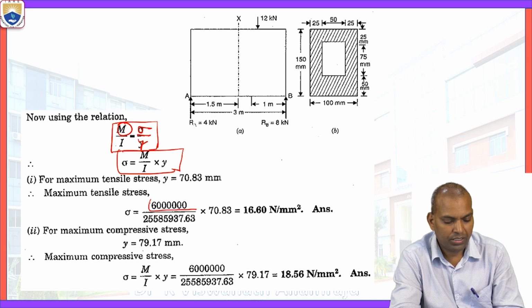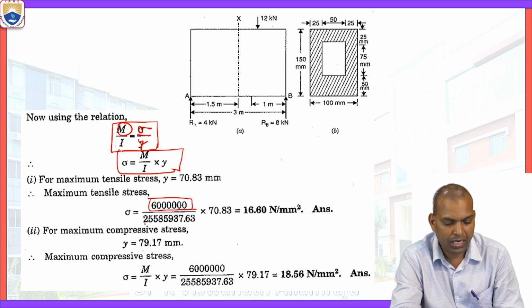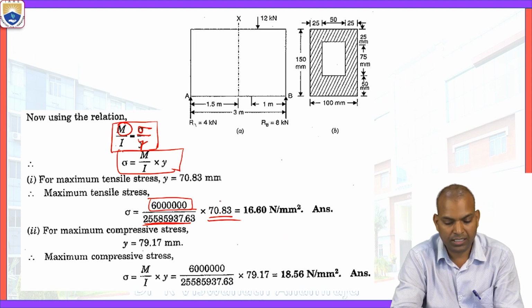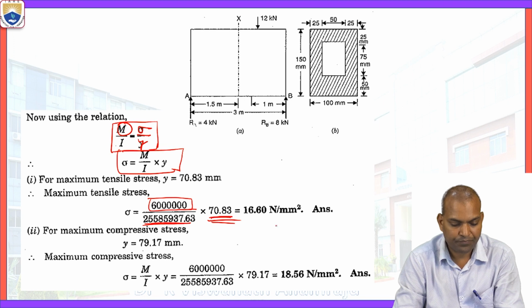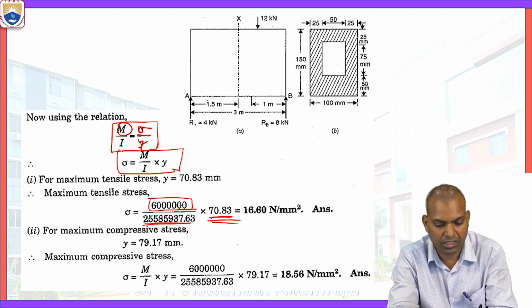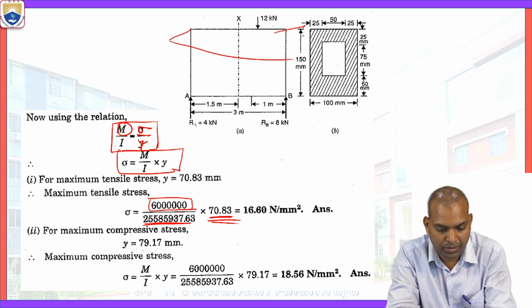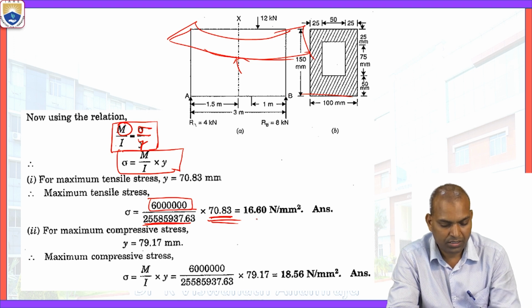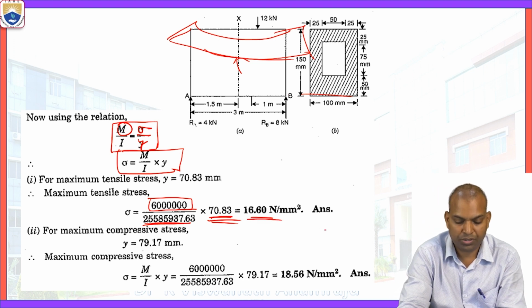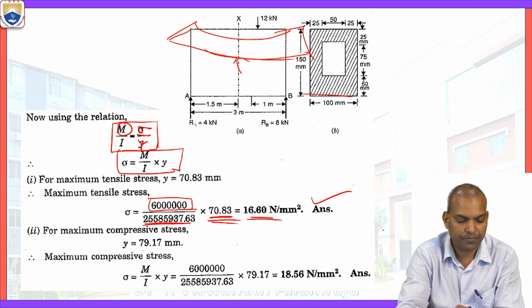What is the M value here? 6 into 10 power 6. I value we know. And Y back comes tensile stress. For tensile stress, Y is from the bottommost layer distance, that is YT, 70.83. The bottommost layer experiences tensile stress. So that distance, then 16.60 Newton per square millimeter.